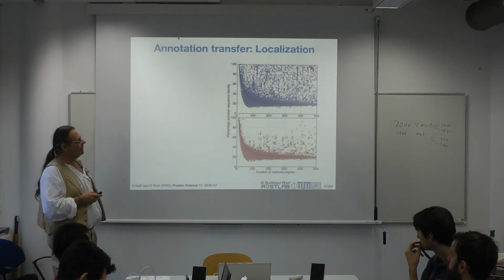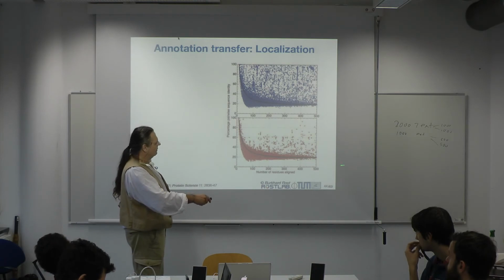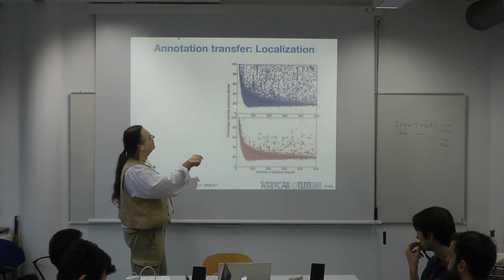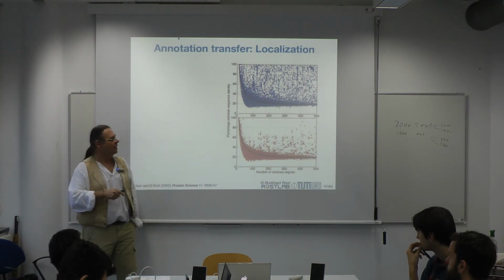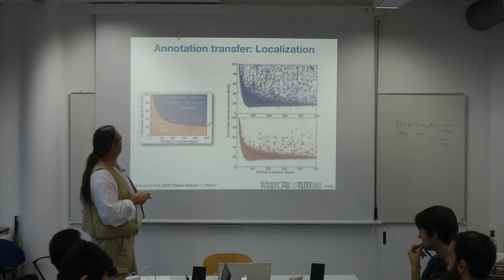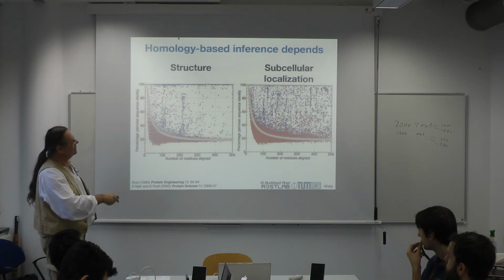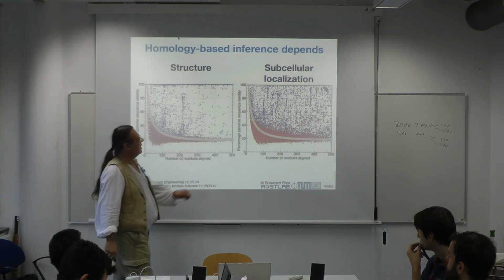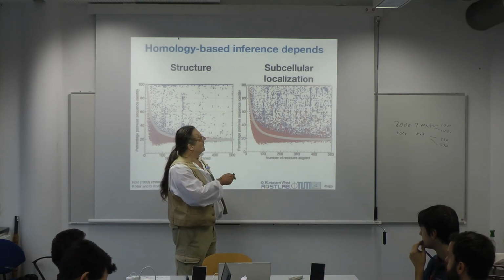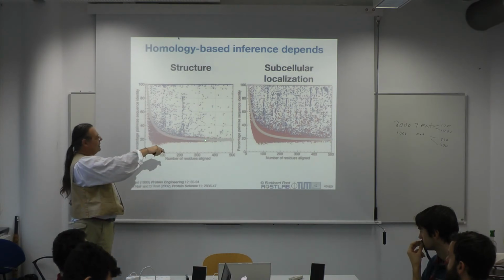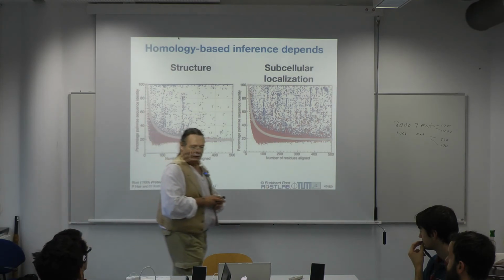And okay, so here is what happens if I did the same as before. I map it onto the number of residues aligned and percentage sequence identity. Blue means proteins that do have the same subcellular localization. Red, no, that's structure. Here is subcellular localization. This is structure. Here's subcellular localization. Red means they do not have the same subcellular localization. Blue, they do.